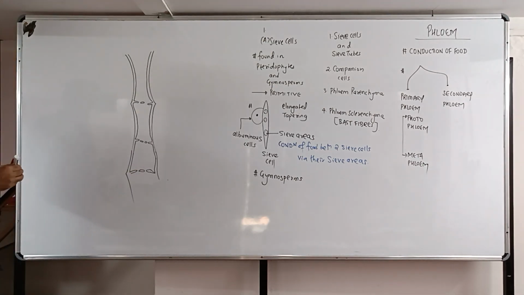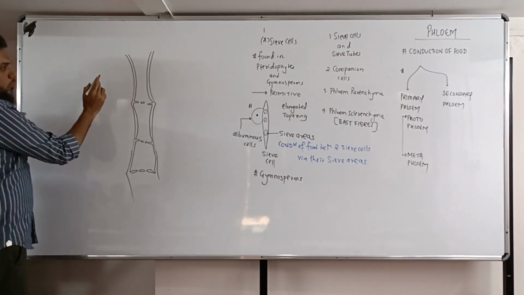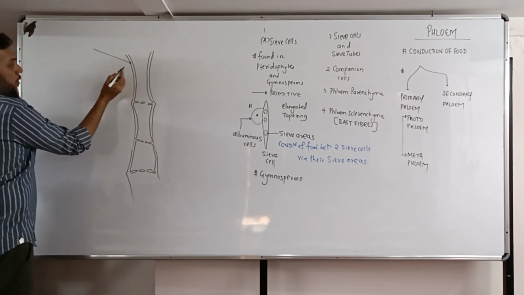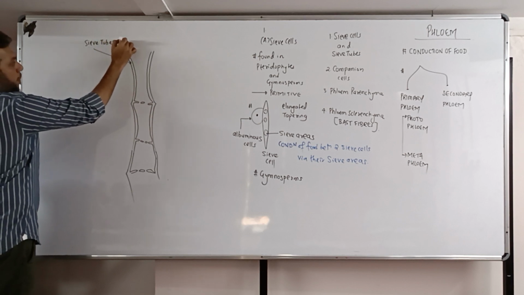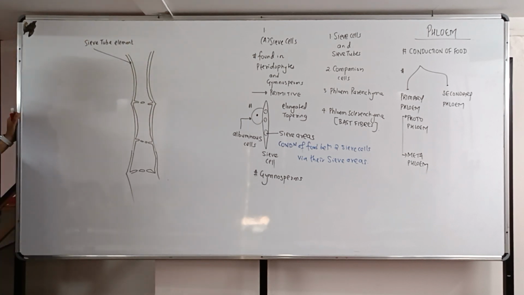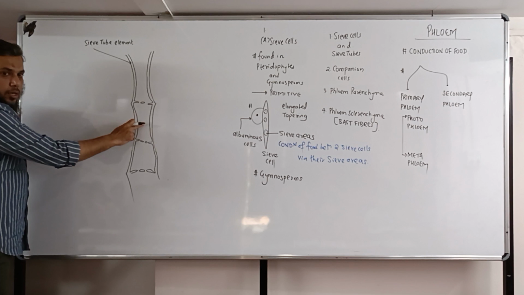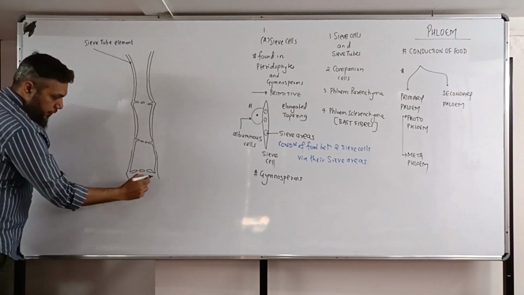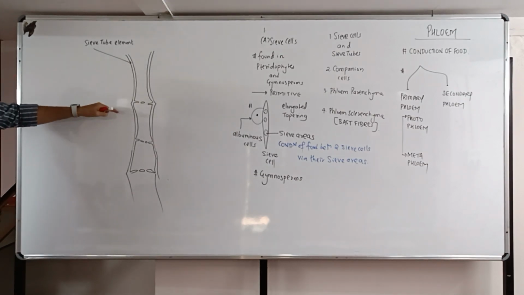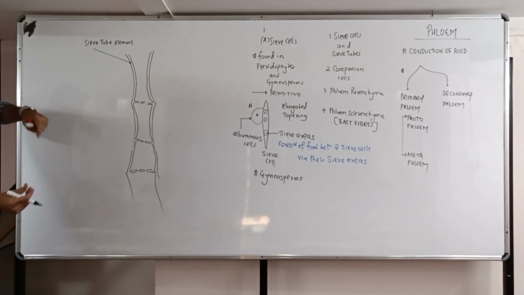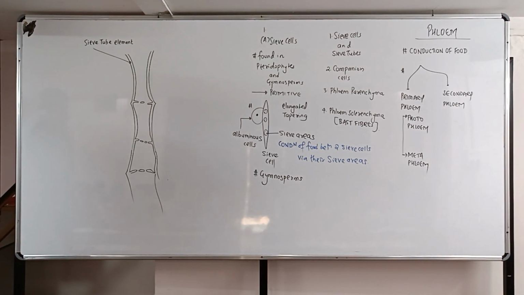Now, do you see this one cell? Yes. This is called a sieve tube element. This is another sieve tube element, a third sieve tube element, and so on. So can I say many sieve tube elements have fused and resulted in the formation of a tube which is called the sieve tube?